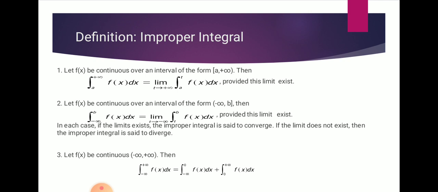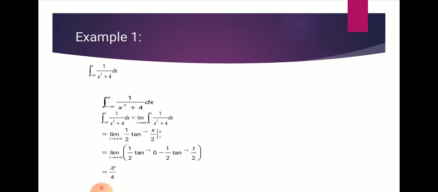Number 3: let f(x) be continuous over (negative infinity, positive infinity). Then the integral from negative infinity to positive infinity of f(x) dx is equal to the integral from negative infinity to 0 of f(x) dx plus the integral from 0 to positive infinity of f(x) dx.